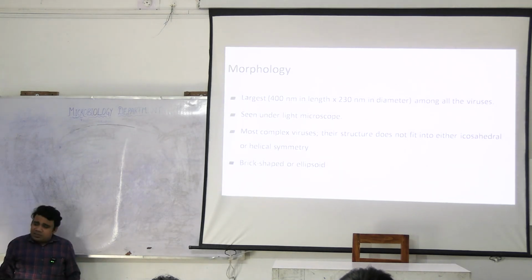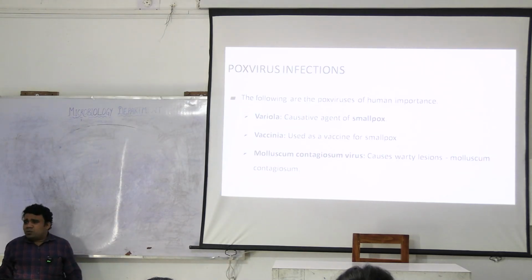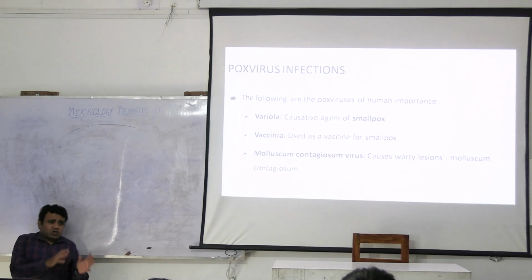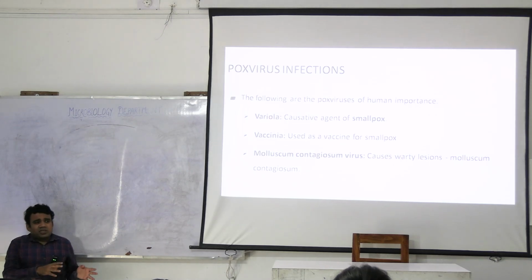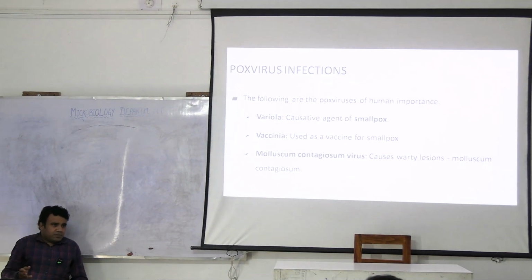So basically, smallpox is caused by pox virus. Pox virus is the largest of the viruses. It is also an enveloped virus. There are two types of smallpox virus. One is called the variola virus, which causes the disease, and another is called the vaccinia virus, from which the vaccine was developed.